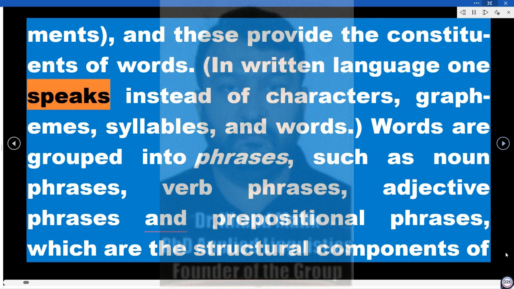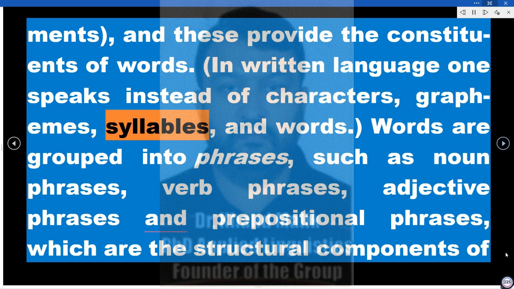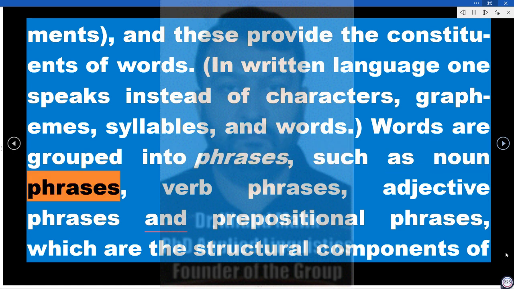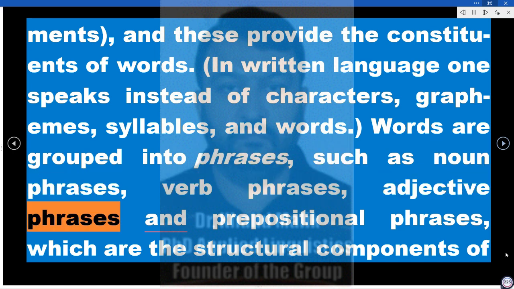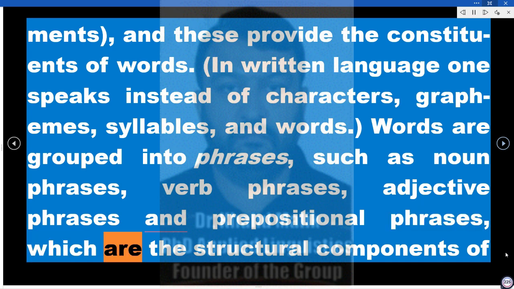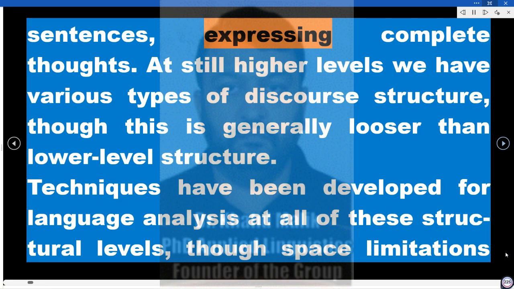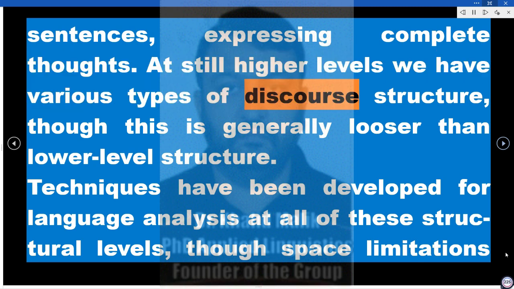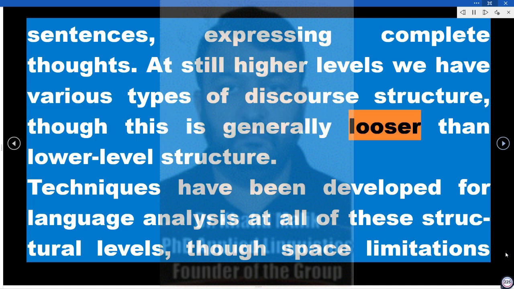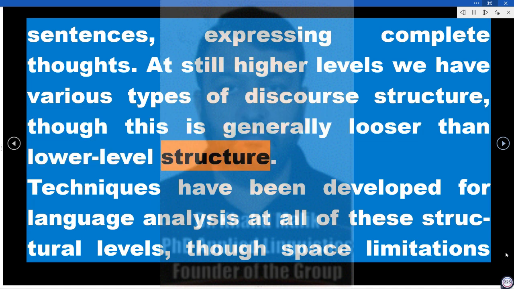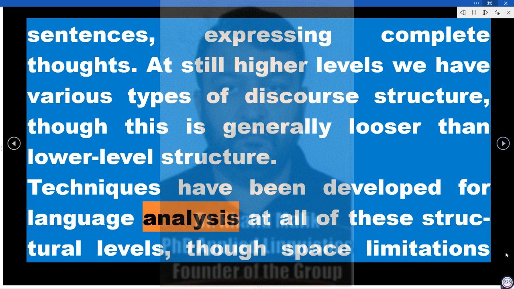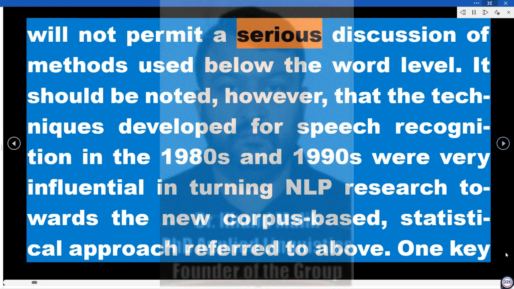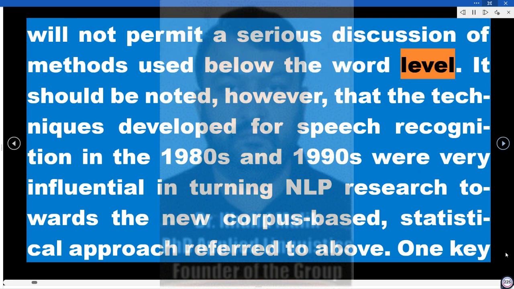In written language one speaks instead of characters, graphemes, syllables, and words. Words are grouped into phrases, such as noun phrases, verb phrases, adjective phrases, and prepositional phrases, which are the structural components of sentences, expressing complete thoughts. At still higher levels we have various types of discourse structure, though this is generally looser than lower-level structure. Techniques have been developed for language analysis at all of these structural levels, though space limitations will not permit a serious discussion of methods used below the word level.